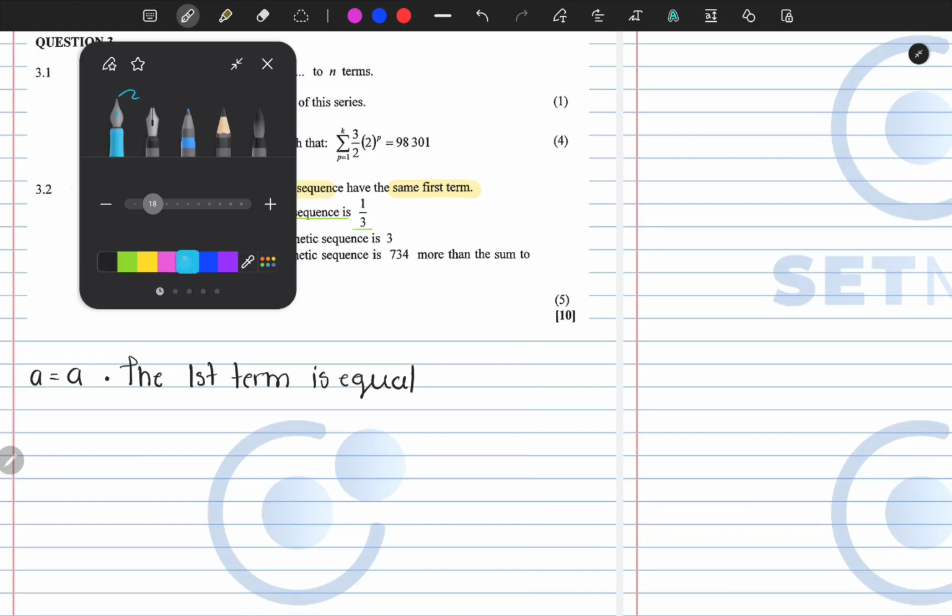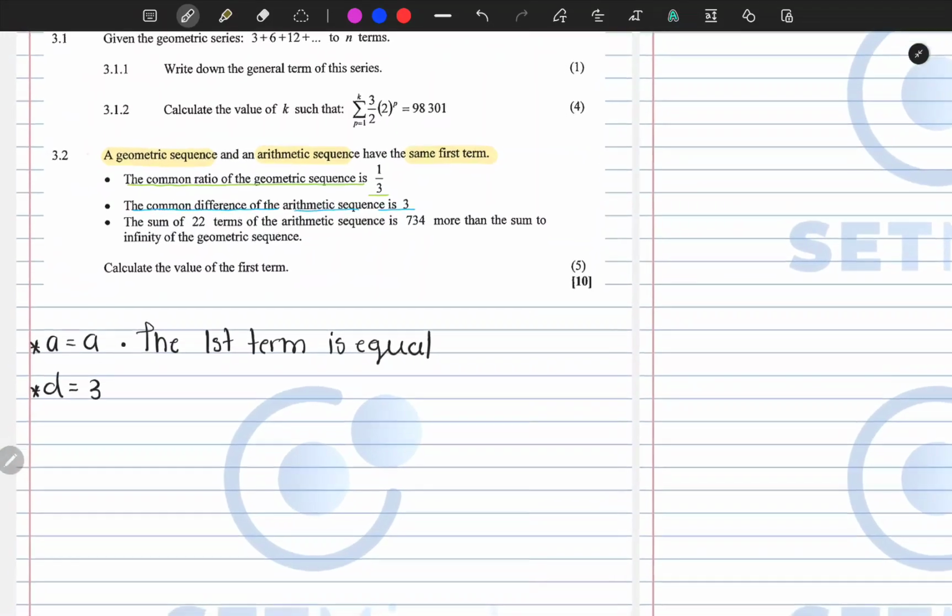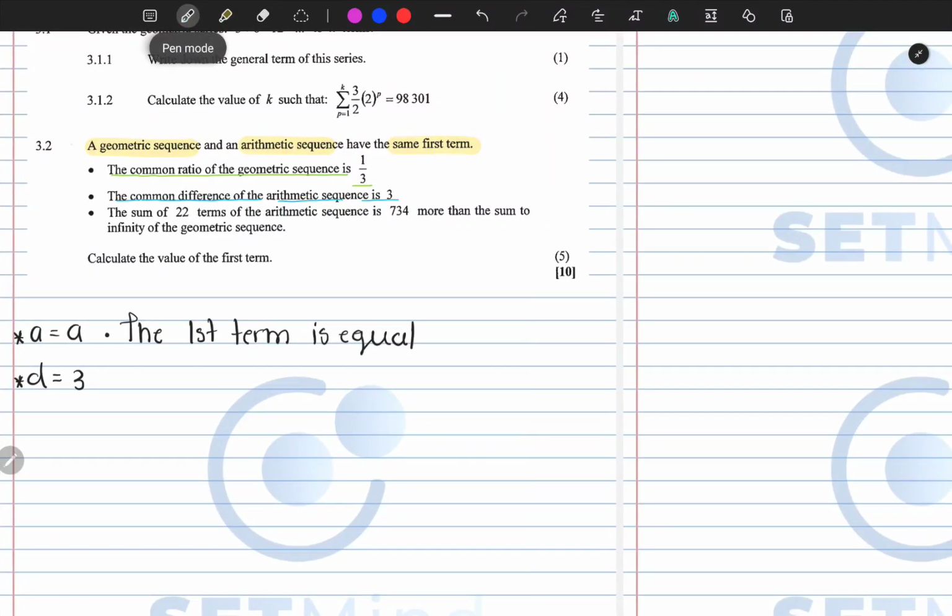And then if we look at the second part, they say that the common difference of the arithmetic sequence is 3. So what we need to note is that this means that we have a D value of 3. That is how we denote the common difference for an arithmetic sequence.